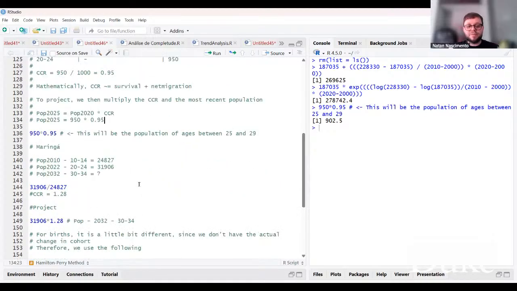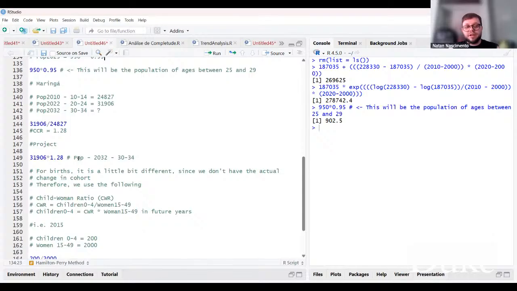Let's do that for Maringá. This is the city I live in. The population of 10 to 14 in 2010 was 248,000. Oh, no. 24,000, 827. What's happening to me today? I can't read anymore? Am I dumb?